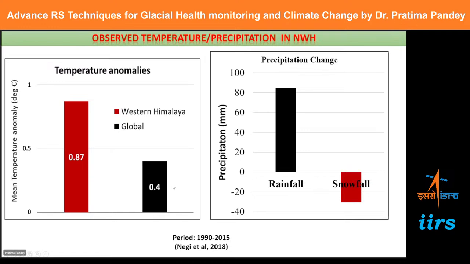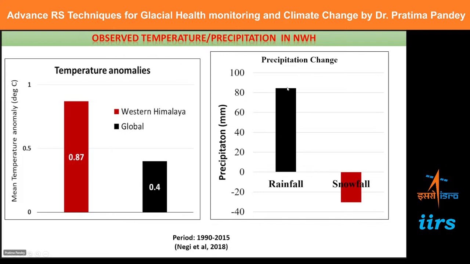These are again observations from the western part of the Himalaya. This is the global average temperature anomaly, and this is the western Himalayan temperature anomaly. So you can see the temperature anomaly in the Himalaya is almost double the global average. That means in the Himalaya we are facing more warming than the global average.